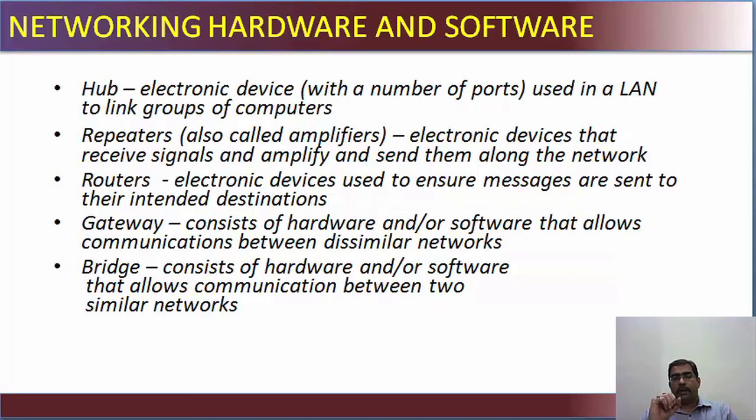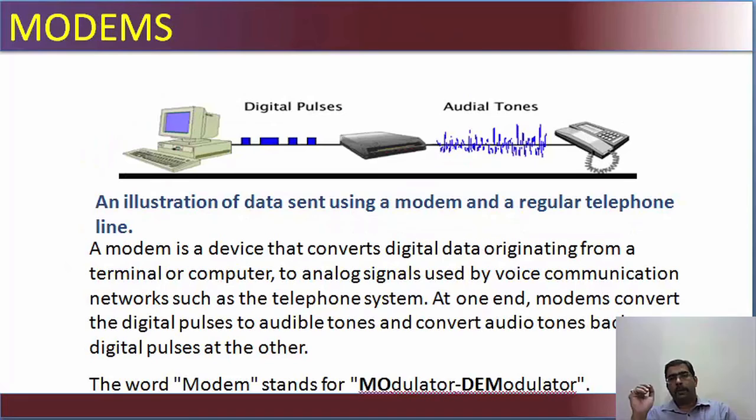Bridges are hardware and/or software that allow communication between two similar networks. Then you have modulators, demodulators, which are also called modems. The basic purpose of a modem is to convert the digital pulse to an analog pulse and transmit it over the wire. Now, this is a simple example of how a modem works.